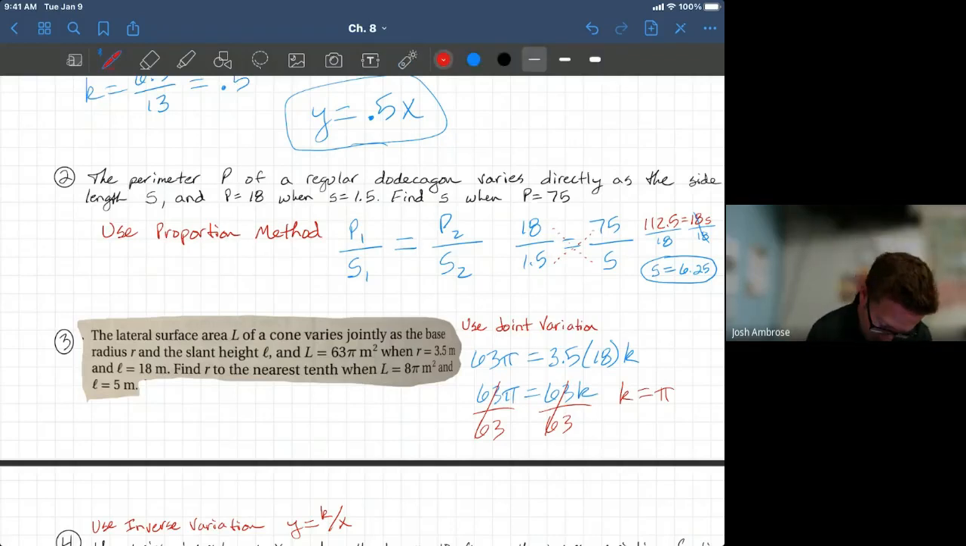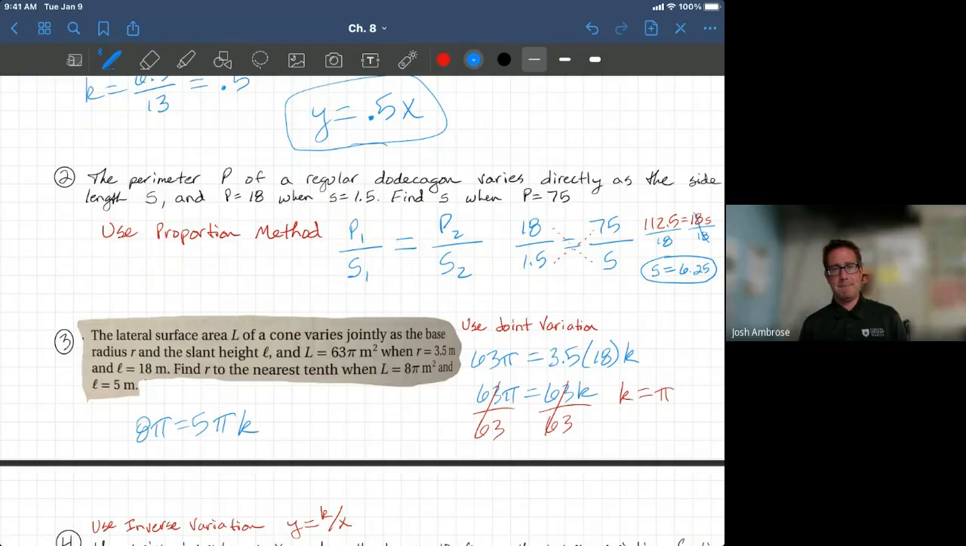All right, so we have 8 pi equals 5 times pi times K. Nope, that's not true. Not times K. Times R. That's right. K is pi. All right. Quick solve right there.